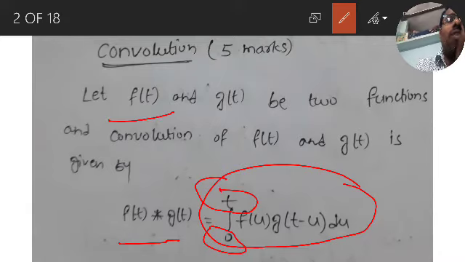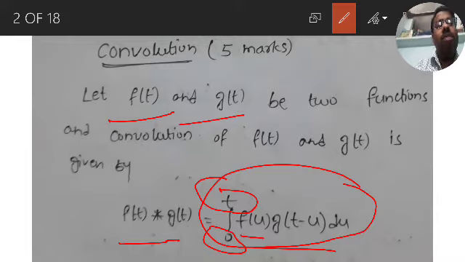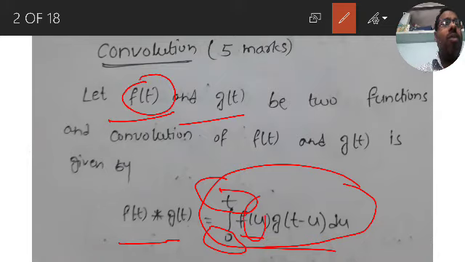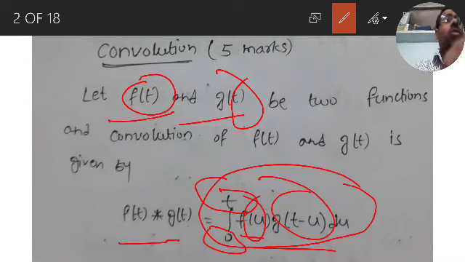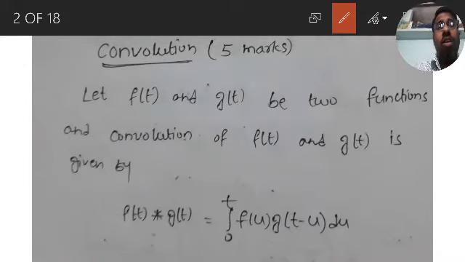By using f of t you can write f of u, by using g of t you can write g of t minus u. In place of t here you write u, in place of t here you write t minus u. That is the convolution, denoted by f of t star g of t, is equal to integration of 0 to t f of u into g of t minus u into du.